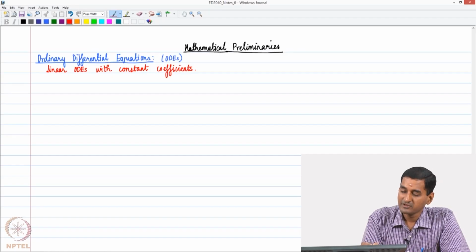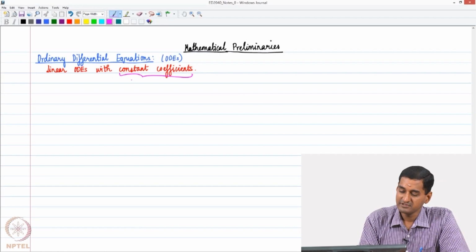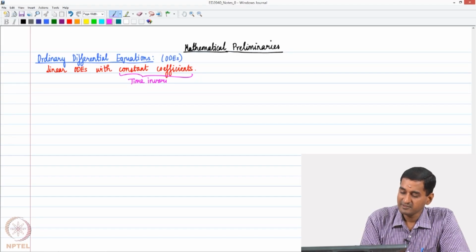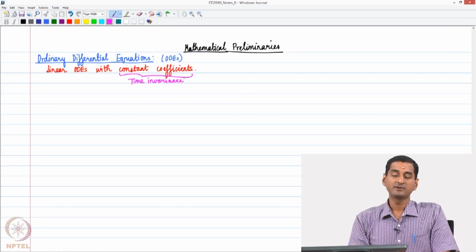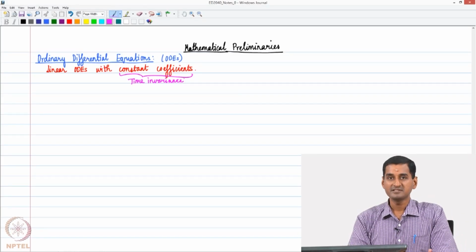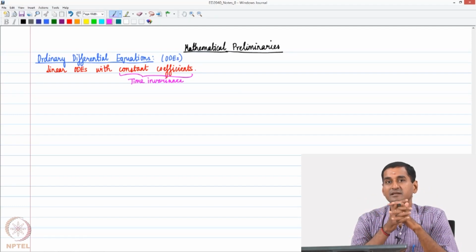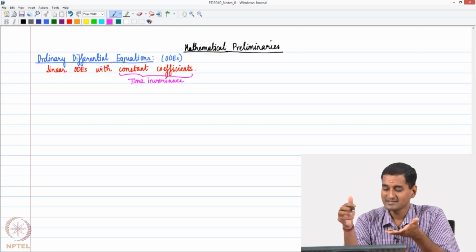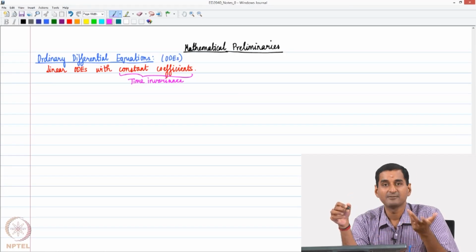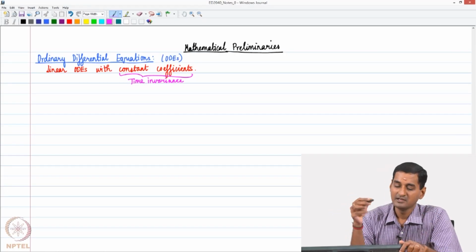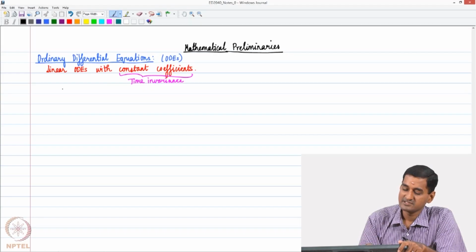linearity comes into play because we are dealing with linear systems. We are dealing with constant coefficients because of time invariance. The concept of time invariance essentially implies that if we are dealing with ordinary differential equations, the coefficients of the terms in that equation are going to be constants, right? That essentially is a consequence of time invariance. So that's why we are considering linear ODEs with constant coefficients, right?